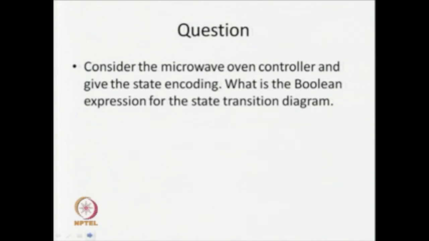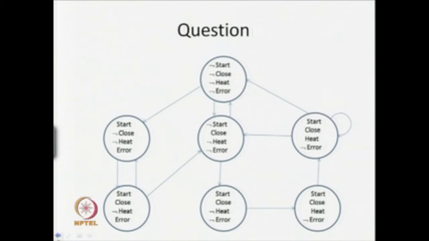Secondly, we are going to say: consider a microwave oven controller and give the state encoding. What is the Boolean expression for the state transition diagram? This is another question. We have already discussed this microwave oven controller, and we have the state transition diagram. In this particular case, I am having 4 state variables.